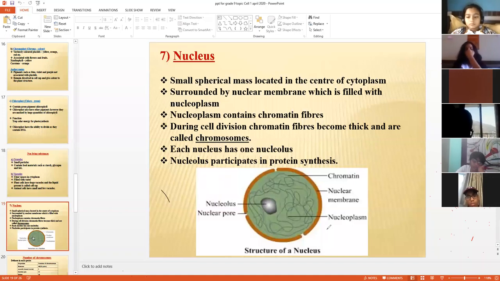Now, children, we come to a very important part of the cell, which is called the nucleus. Can you see a nucleus here, children? The green part? Yes, okay.